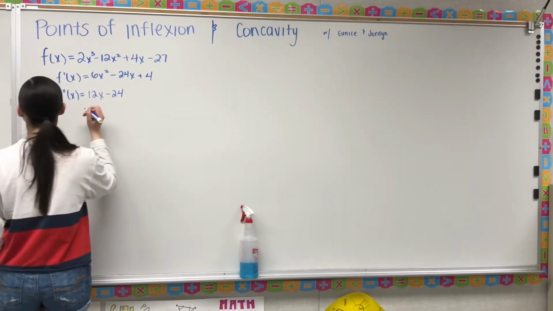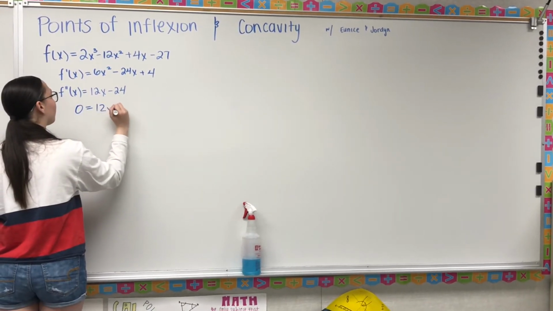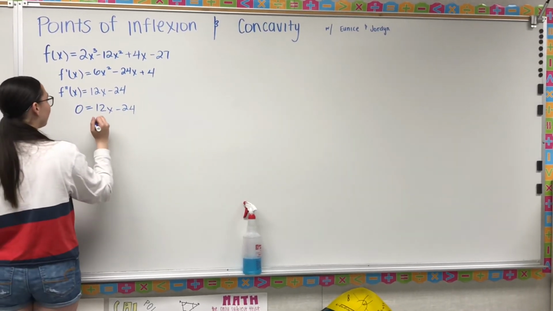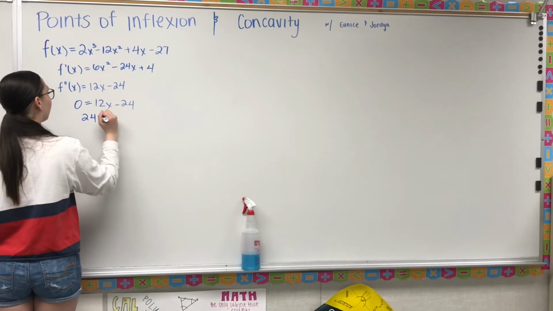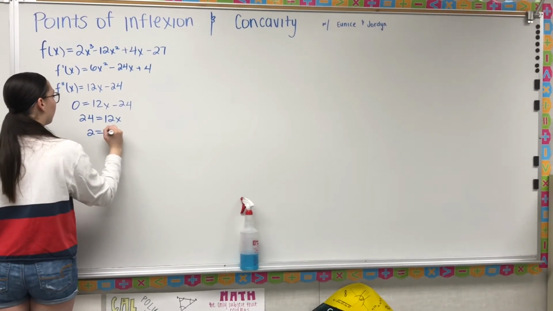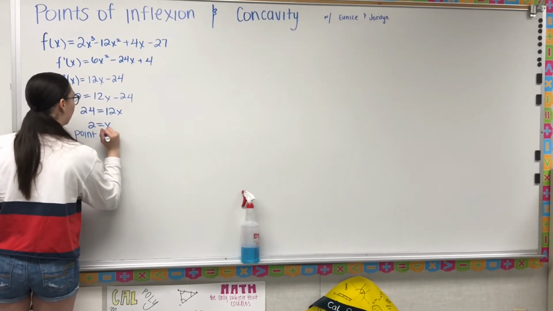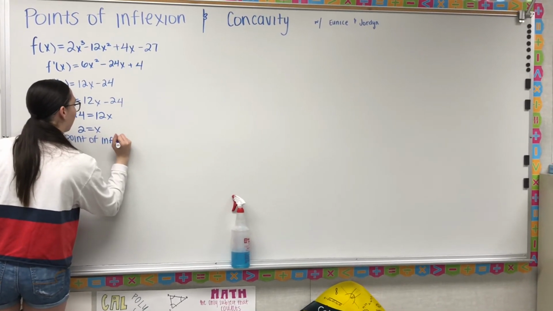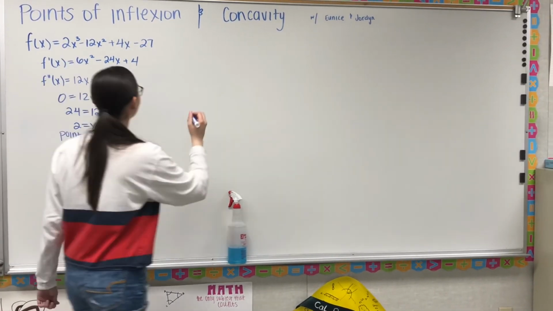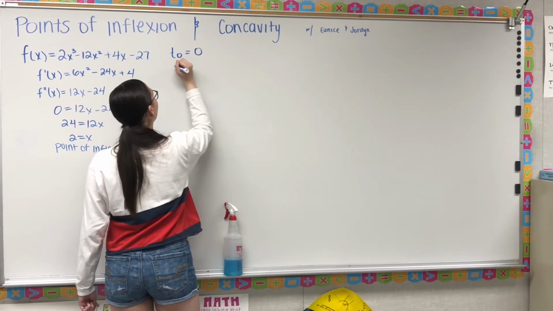Then we're going to take this equation and set it equal to 0 and then solve for x. So we add 24 to each side, then divide by 12, which gives us 2 as the inflection point. Then we're going to take points that are near or around the point of inflection. So we chose 0 and 3.